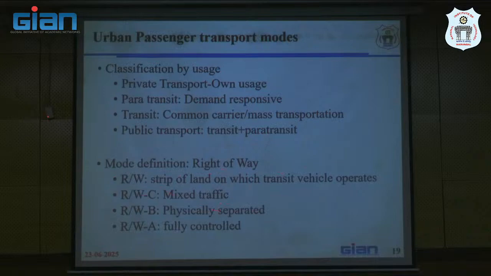Right-of-way C can be categorized as the mixed traffic case. That means a bus will be traveling together with all categories of vehicles. Then the right-of-way is physically separated, maybe like your bus rapid transit system. That means it is a physically separated exclusive lane for the bus, or maybe even a tram, an exclusive track for the tram, but it is traveling along with the other categories of modes.